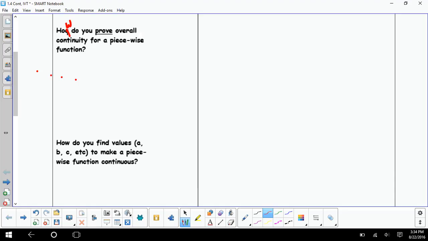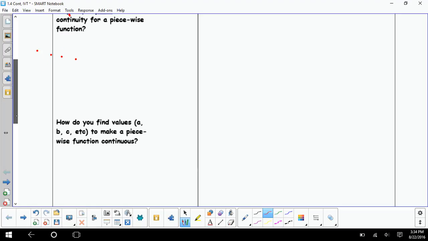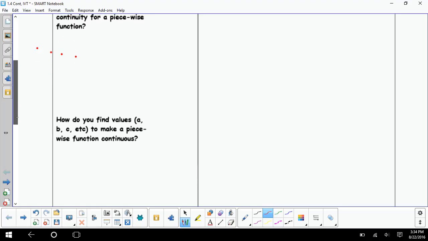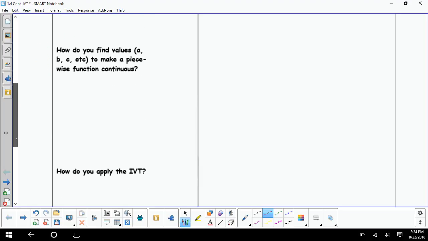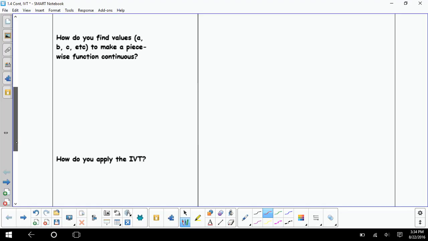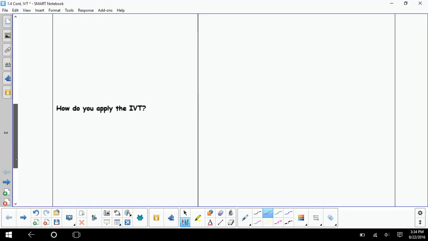How do you prove overall continuity for a piecewise function? So we talked yesterday about how to prove it at a point. Today we'll learn, if it's continuous everywhere, how would you actually prove it if it is piecewise? How do you find A, B, and C values to make a piecewise function turn out to be continuous? And then how do you apply the IVT?